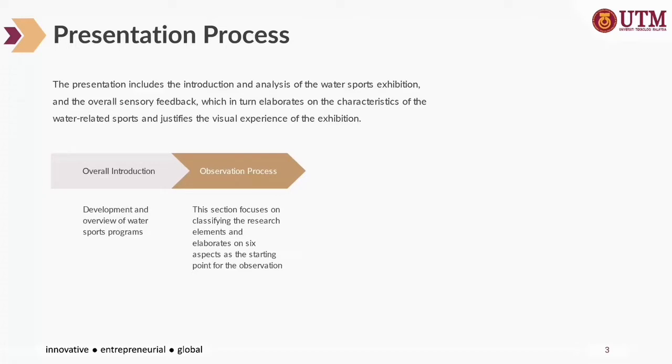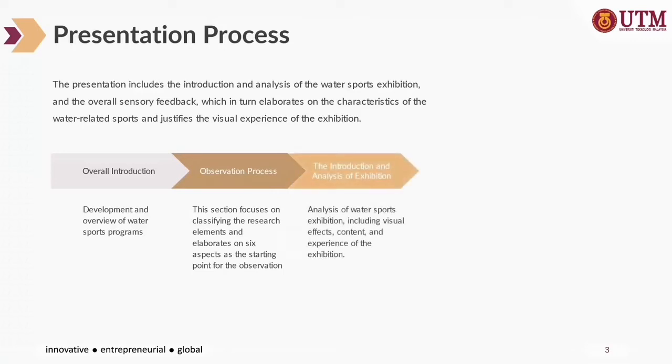This part also focuses on our research process, and it's a reflection of our research thinking, which includes setting objectives, identifying problems, and developing solutions. And it is also consistent with the content of our group report. And the third part is the introduction and analysis of the exhibition. In this part, we mainly focus on the analysis of the water sports exhibition, including the visual effects, content, and experience of the exhibition.